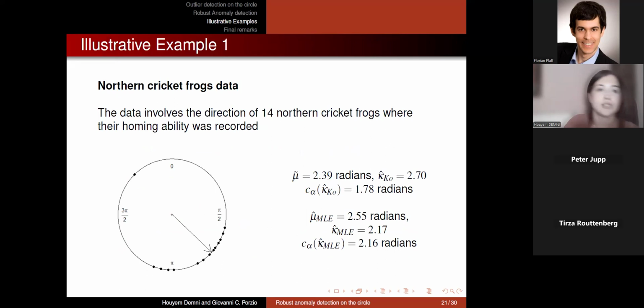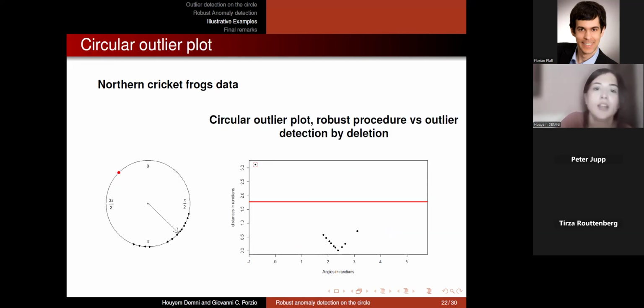The first example, to illustrate our method, is the Northern Creek frog data, which involved the direction of 14 Northern Creek frogs where their homing ability was recorded. Here we compute the median, the co-estimator and our cutoff value. We also computed the maximum likelihood estimators for the location and dispersion. We see that the maximum likelihood estimate for the concentration is 2.17, while using the co-estimators it is 2.70. Then we compare our proposed method with the C-stat discussed earlier.